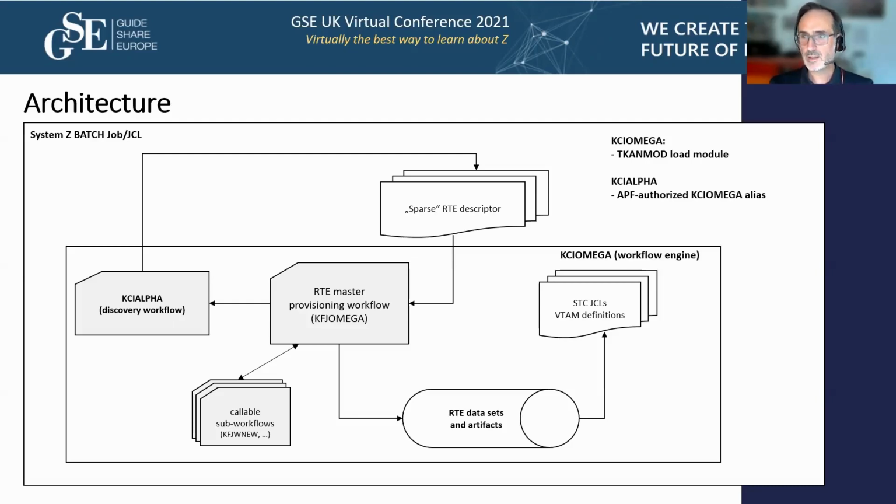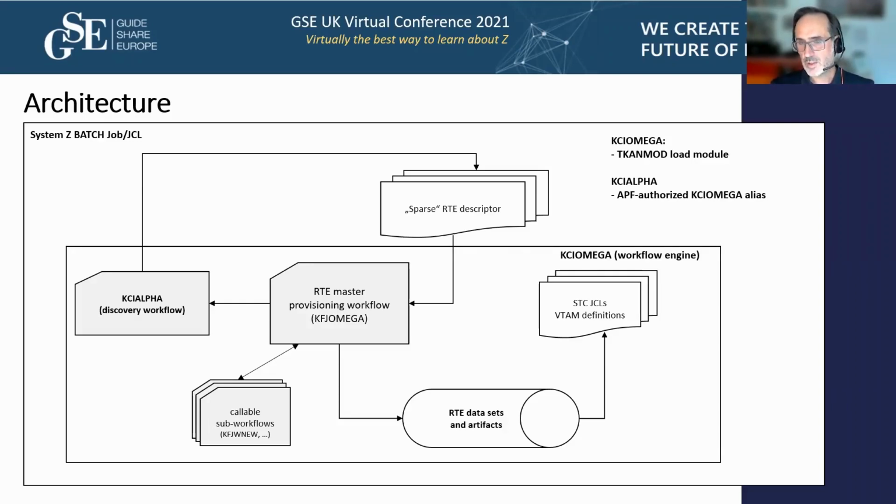In addition to that, we have a built-in discovery functionality. It's a discovery workflow encapsulated in a program called KCI Alpha. KCI Alpha is an APF authorized KCI Omega alias under the covers, but it allows you to discover information for CICS, IMS, DB2 subsystems, network stacks, and a few other things that you will not have to figure out yourself during the configuration process.